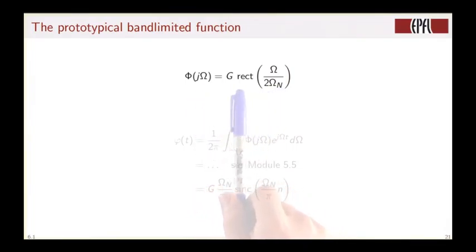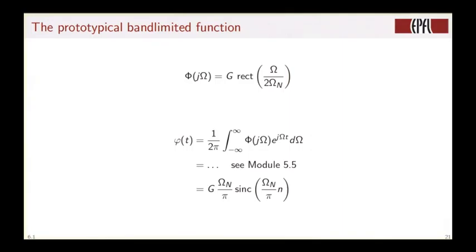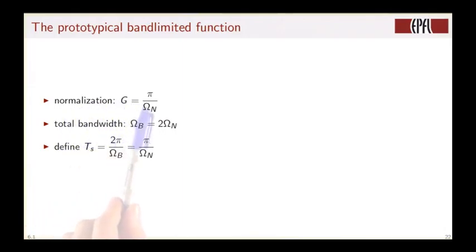What is the time domain function? Capital phi is a rect function, so phi(t) is going to be the inverse continuous time Fourier transform, written here. We had calculated this in module 5.5, so let's not do it again. Please look it up if you don't remember it. And the time domain function is up to a scaling, one of these sinc functions. We will normalize this sinc function so that the area is equal to 2π in the Fourier transform domain. Then the inverse continuous time Fourier transform will have a maximum of 1 at the origin. So let's pick this. G is equal to π over capital omega N. The total bandwidth is 2 capital omega N, and we define Ts as 2π divided by the bandwidth, or that's equivalently π over capital omega N, and that will be a very important sampling interval for this sinc function.